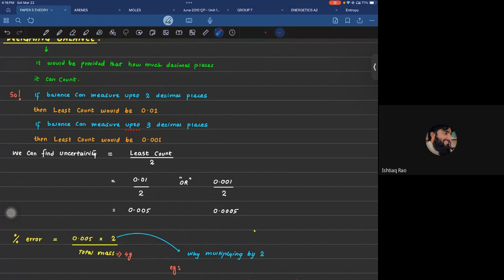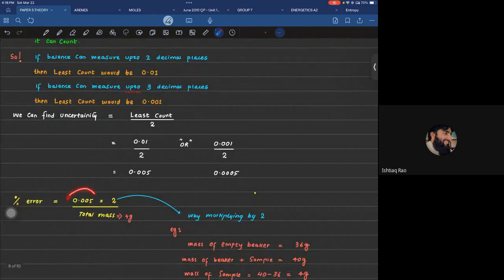And if you're dealing with the balance which measures up to 3 decimal places, you use the least count, that is 0.001, and divide it by 2 to get the uncertainty. In the end we have to find the percentage error for the weighing balance, that would be uncertainty multiplied by the number of readings. From the weighing balance we take readings twice, initial and then final, so we multiply by 2, divided by the total mass in grams. In this way you can find the percentage error of a weighing balance.